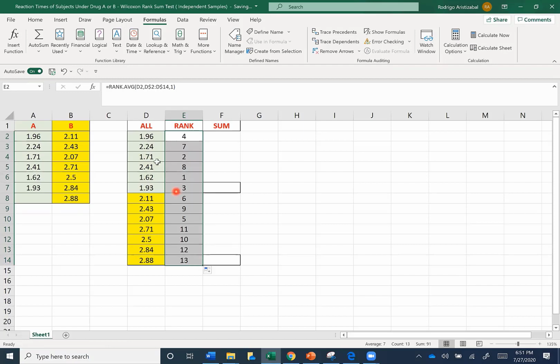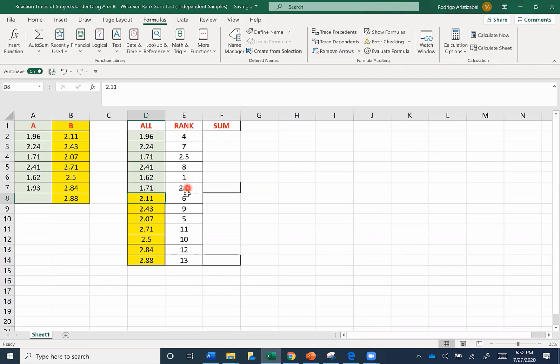Then the rank for the first sample: the sum of the first sample is the sum of all of these ranks, not these values. Remember, in non-parametric tests, we don't work directly with these values. We work in most cases with the rank. That is the first position, the second position, and so on. If these two values, for example the second and the third, were equal, let's write here 1.71, 1.71. Let's see what happened.